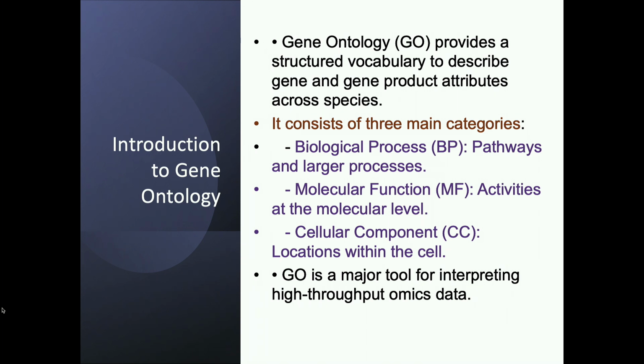In general, gene ontology consists of three broad categories. One is called biological process, second is molecular function, and third is cellular component. Biological process, as the name implies, usually deals with pathways and processes that define biology. Molecular function is basically activity at a molecular level, and one example is transcription factors.